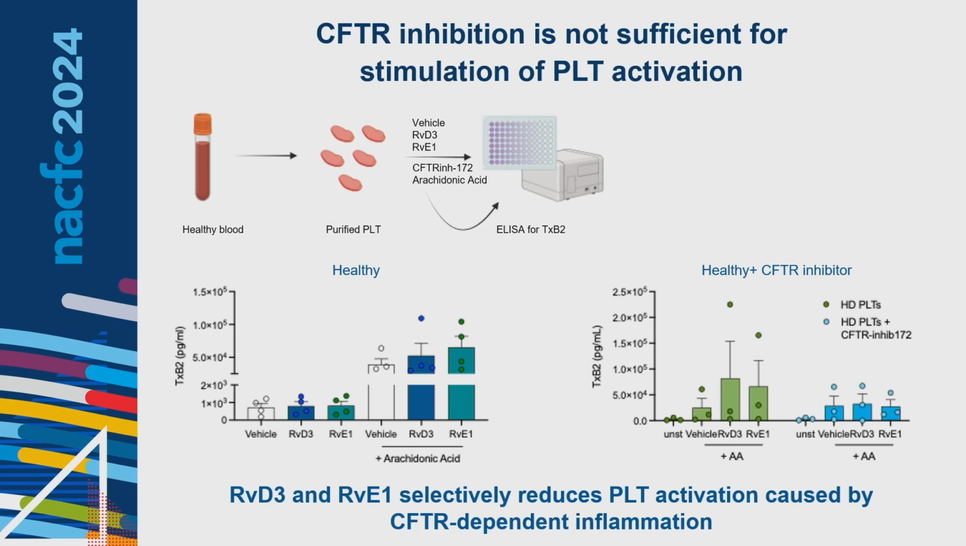Again, we also repeated the same experiment in the presence of healthy platelets, and as you can see from this graph, what we found is that resolvin D3 or E1 failed to reduce thromboxane production in both healthy platelets and healthy platelets treated with a CFTR-specific inhibitor. Therefore, collectively, to us, these results suggest that resolvin D3 and E1 selectively reduce platelet activation caused by CFTR-dependent inflammation that is not due to CFTR mutation.